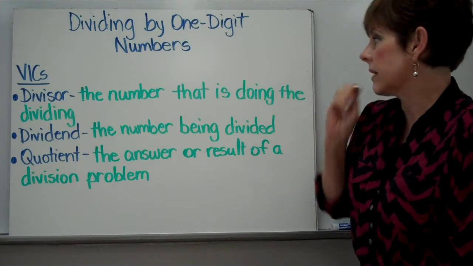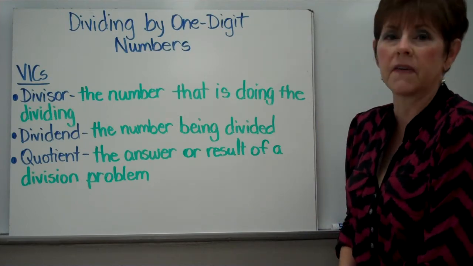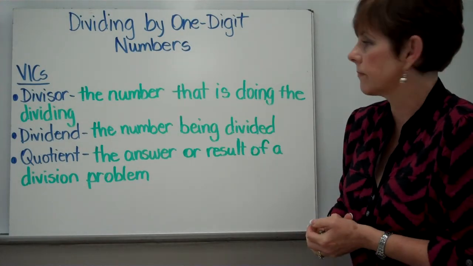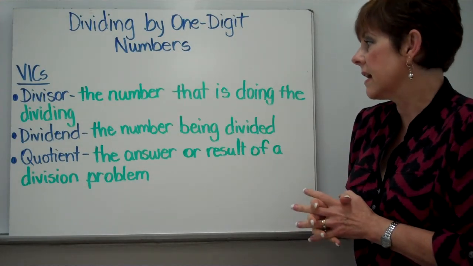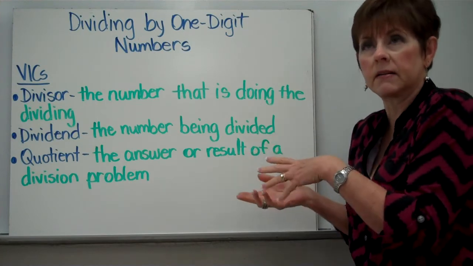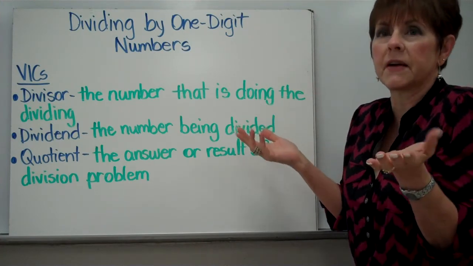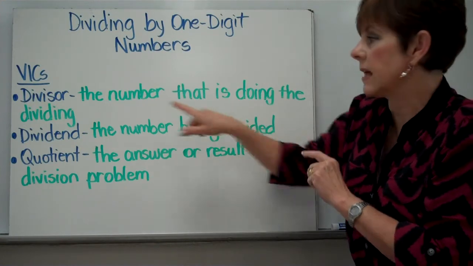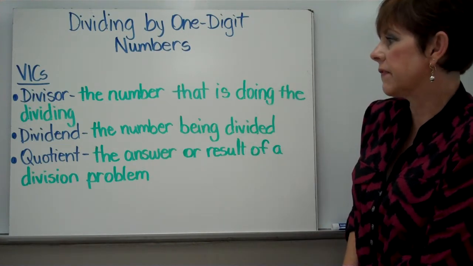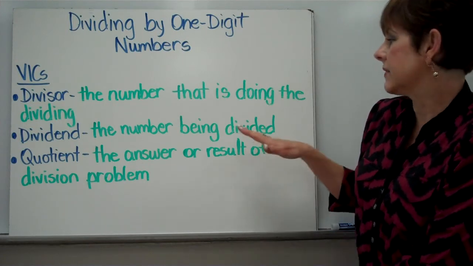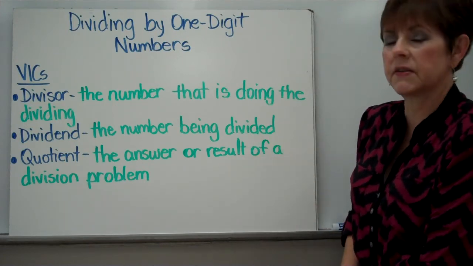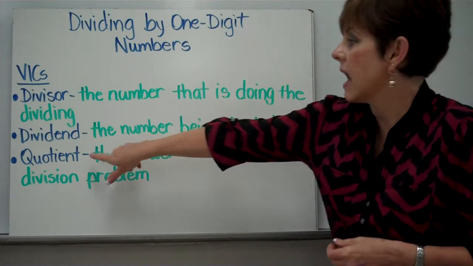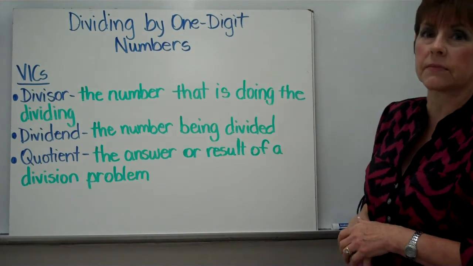The divisor is the number that is doing the dividing. When you say it's divided by, that's your divisor. The dividend is the number that's being divided, such as if you said 27 divided by 3, 27 is being divided, that's your dividend. Last of all, the quotient is the answer or the result of the division problem. If you say 27 divided by 3 is 9, 9 is the quotient or the answer.